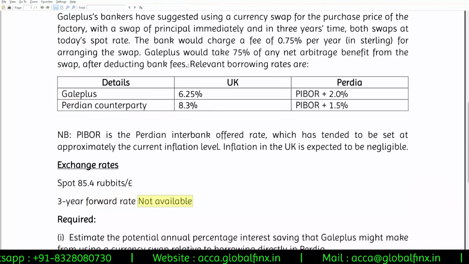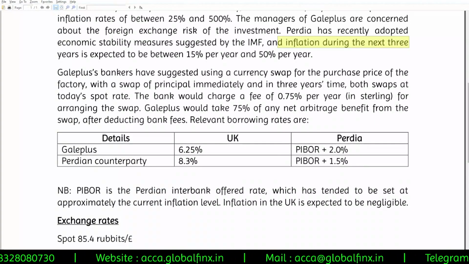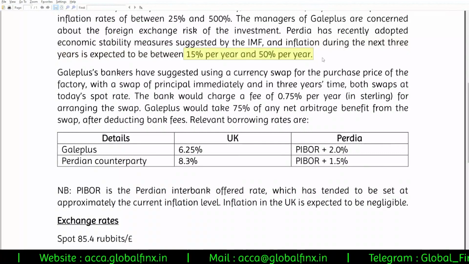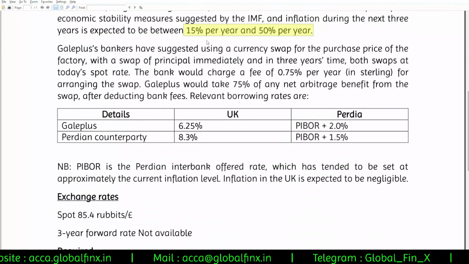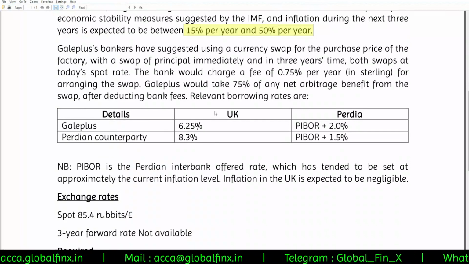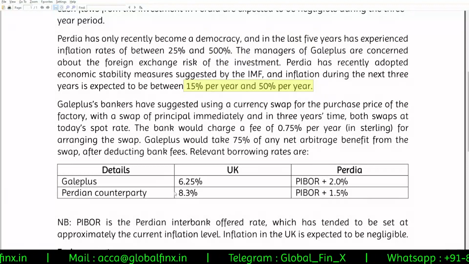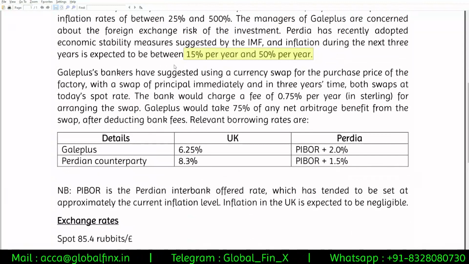Because you are being given inflation rates here. Inflation during the next 3 years is expected to be between 15% per year and 50% per year, somewhere between 15 to 50. And sir, we need inflation rates. Yeah, these are the inflation rates. But what about UK inflation, sir? Because if I know both the countries' inflation rates, I can use the purchasing power parity theorem to find the forward rate. But they are giving only one country's inflation rate.